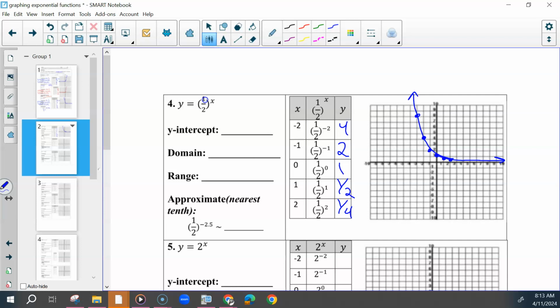Y-intercept there. 1. Keep in mind it won't always be that. We just haven't done anything to change it yet. Domain. Negative infinity to infinity, or x such that x is all real numbers. Range. 0 to positive infinity. Always lowest to highest.